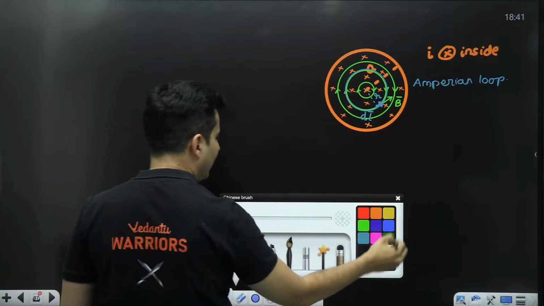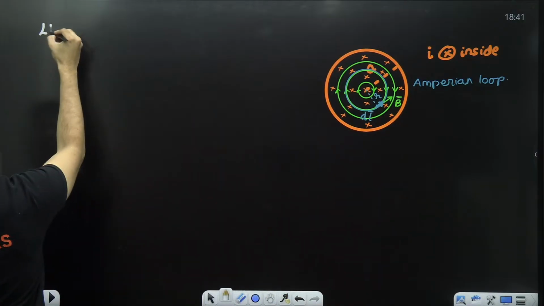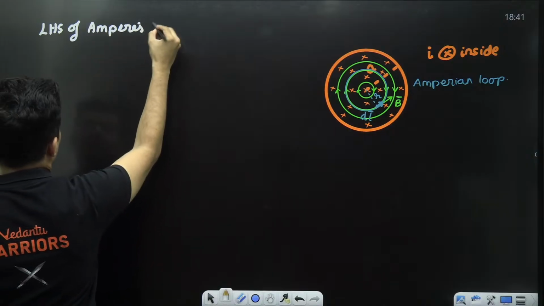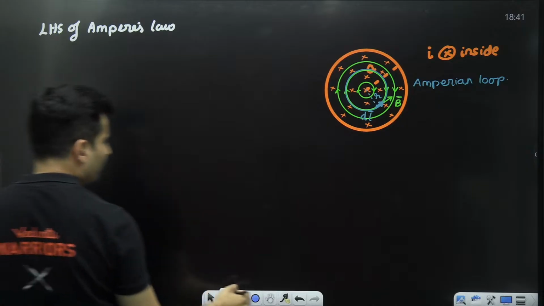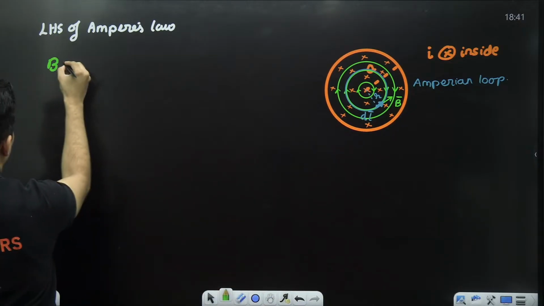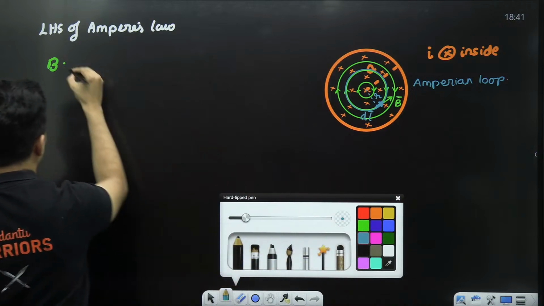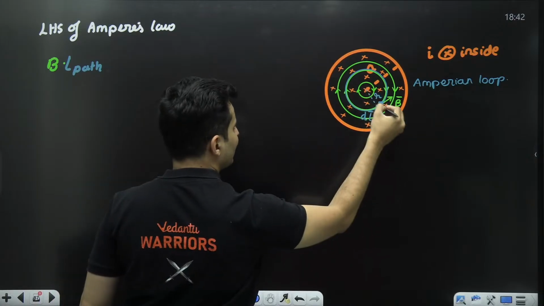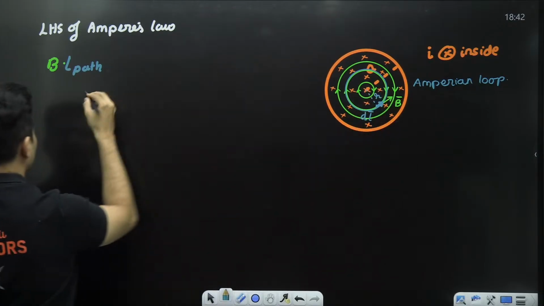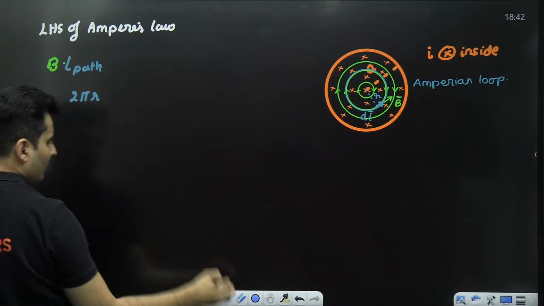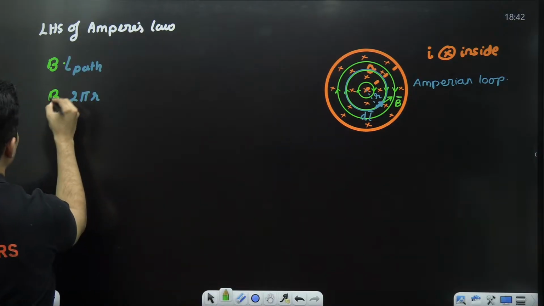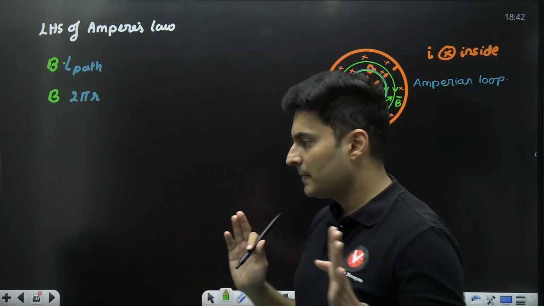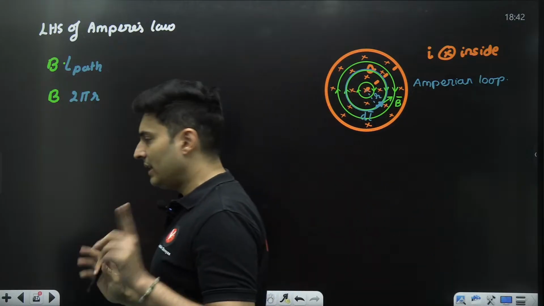So the left hand side of Ampere's law will just become the magnetic field multiplied by the length of the path. The length of this path, because the radius will be r, will be nothing but 2 pi r. So 2 pi r into B will be the left hand side of Ampere's law. Everybody fine till this point? Clear? What's the left hand side?